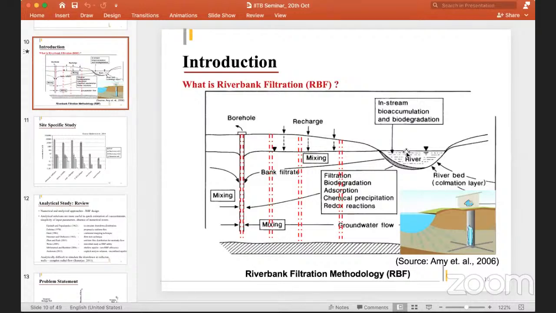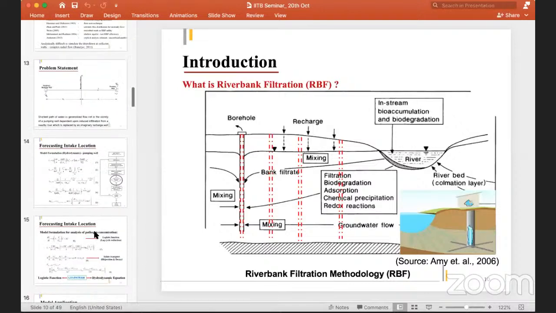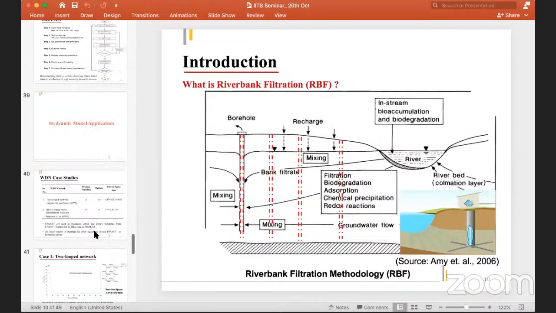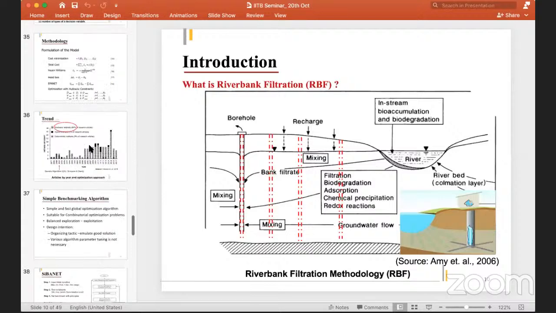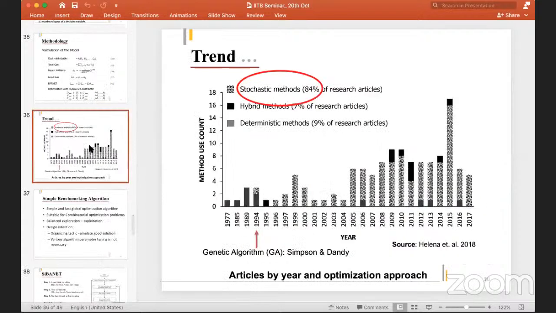So my last small question: if you can go to your slide 36. Yeah, slide 36. What is the y-axis here? This is the number of times these particular articles related to the stochastic method have been used.